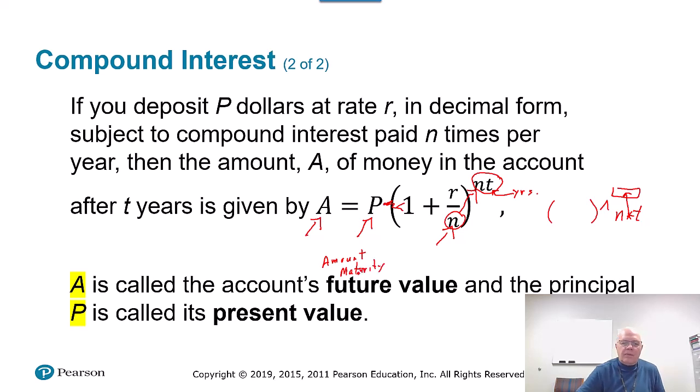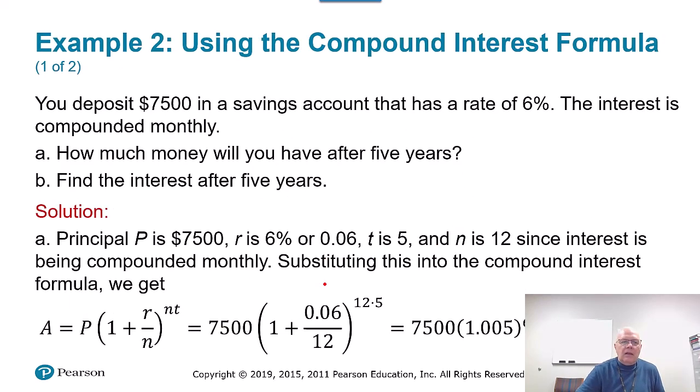Maturity value. And the principal is called the present value as well. Here we've got an example. We've got $7,500. That'll be the principal because that was deposited.